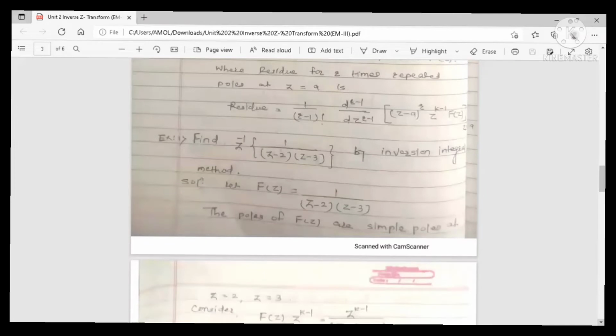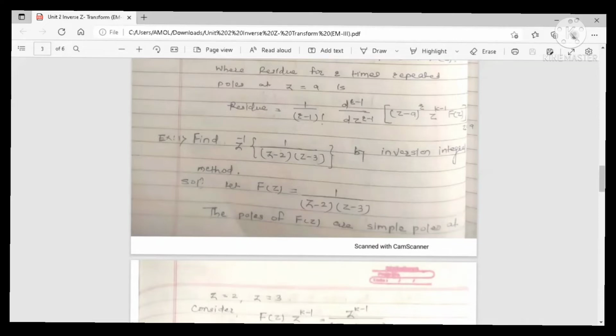Find the inverse Z transform of 1 upon (Z minus 2) into (Z minus 3) by the inversion integral method. For example, we are going to find the inverse Z transform. Here the given term is nothing but the Z transform, and we use the notation f of Z for the Z transform. So let f of Z is equal to 1 upon (Z minus 2) into (Z minus 3).